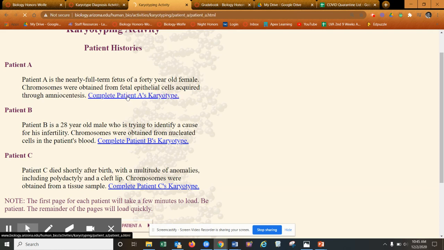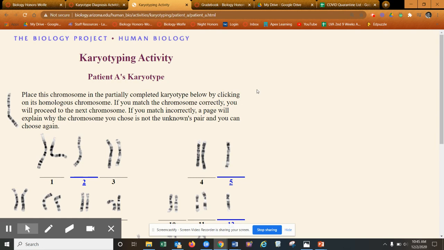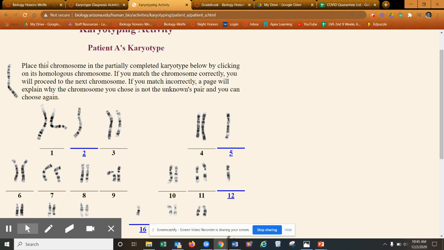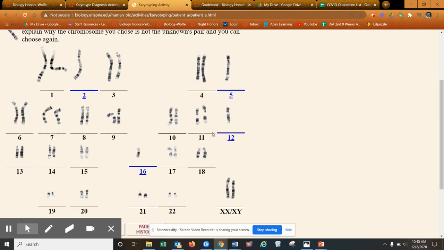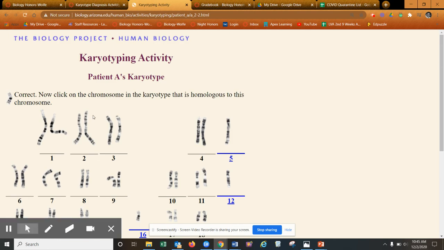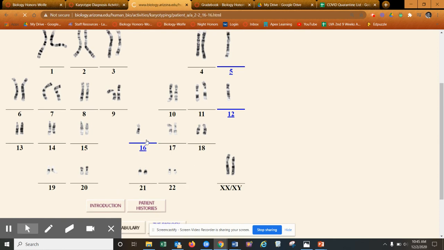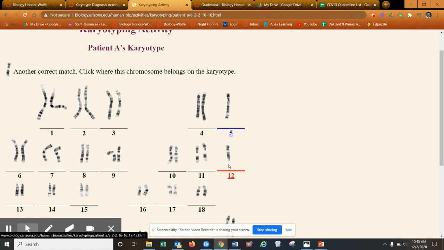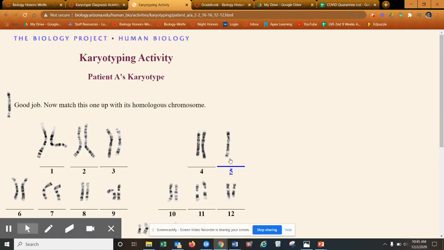When you click on complete patient A's karyotype, it's going to take you to here. Again, this is the fetus, not the mom. How it works is it says to place this chromosome in the partially complete karyotype below by clicking on the small x chromosome. They're talking about this one right here on the left. You're trying to see, okay, it could be chromosome 2, 5, 12, 16. It's probably 2, right? So you click on that and it tells you, correct, you did it. Then this little guy right here is 16, so you click there. Then this one is probably chromosome 12. And that one is chromosome 5.